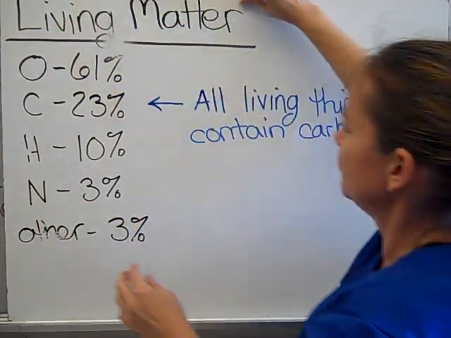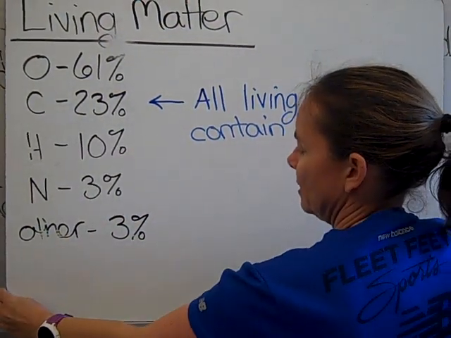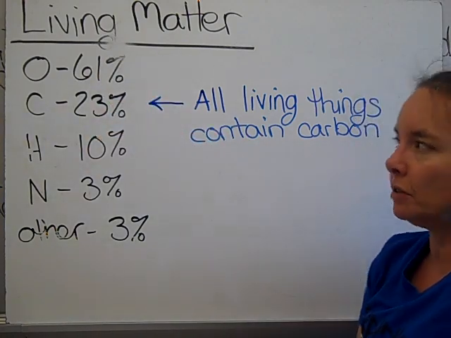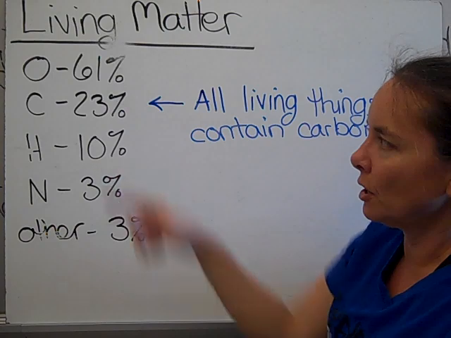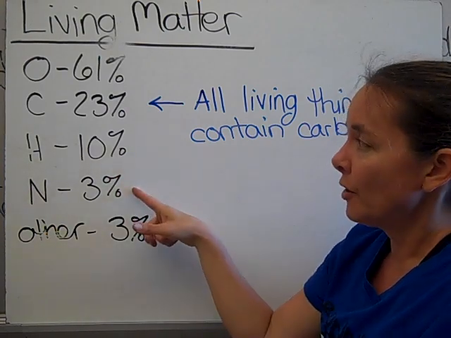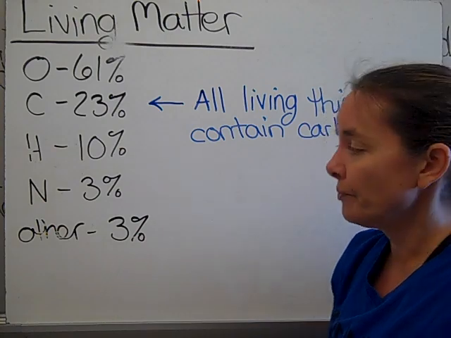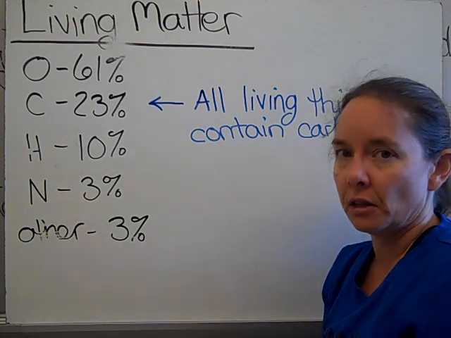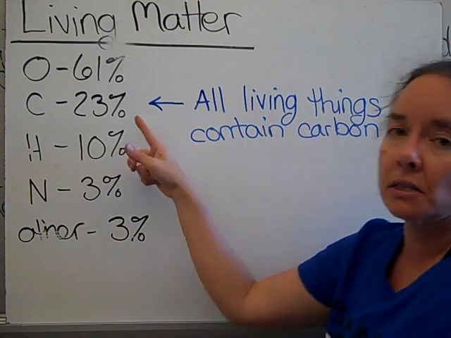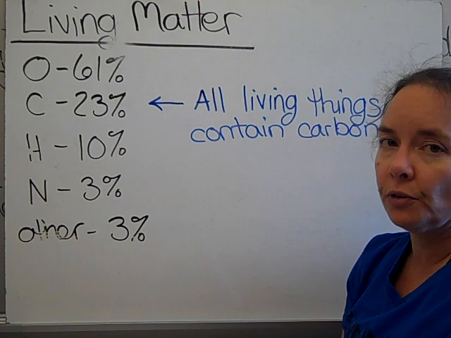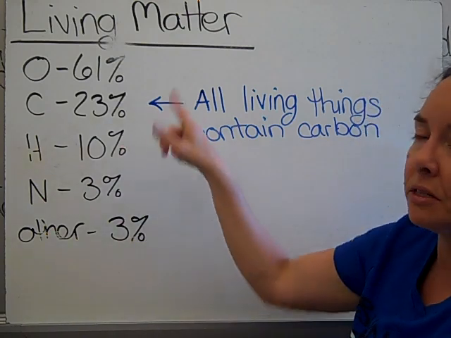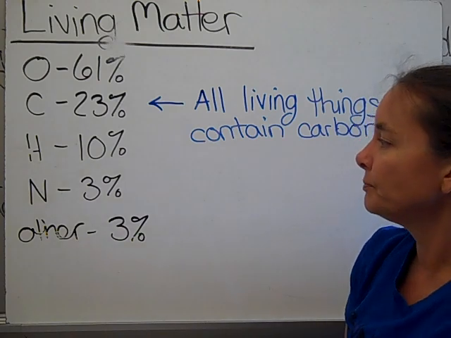And the last one, living matter, so living things. 61% oxygen, 23% carbon, 10% hydrogen, 3% nitrogen, and 3% other stuff. I want you to note that all living things contain carbon. So if you've heard the term carbon-based life forms, for example, okay, carbon is found in all living things.